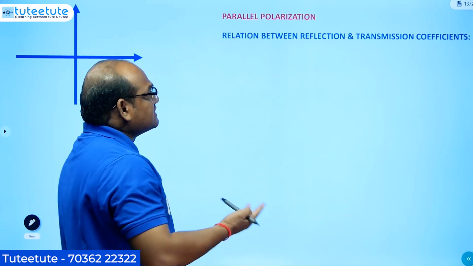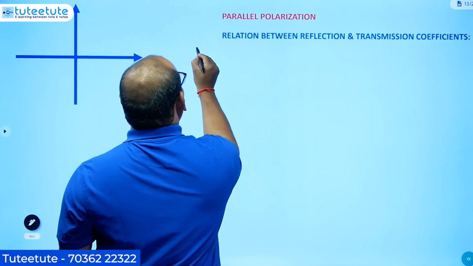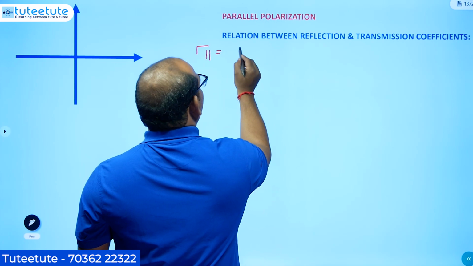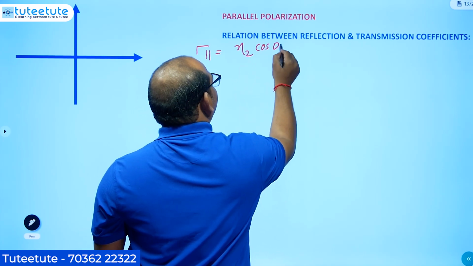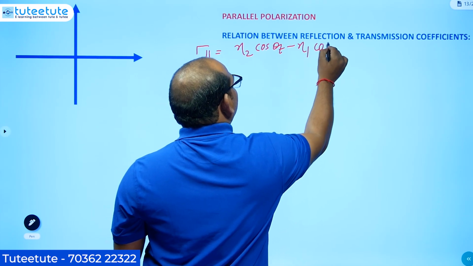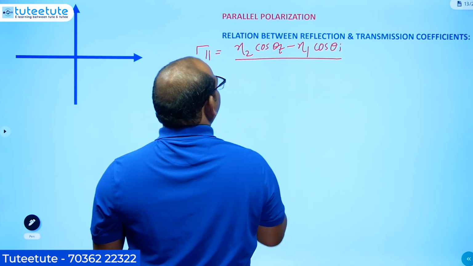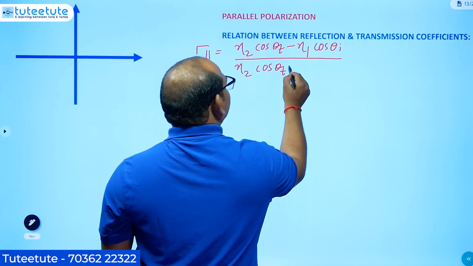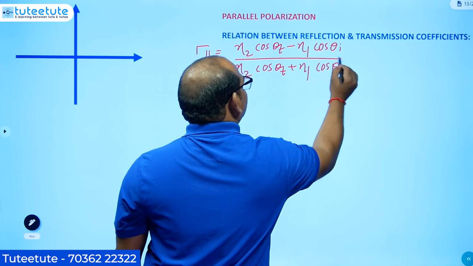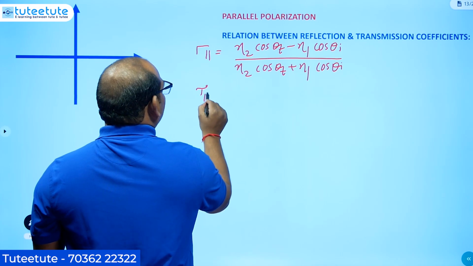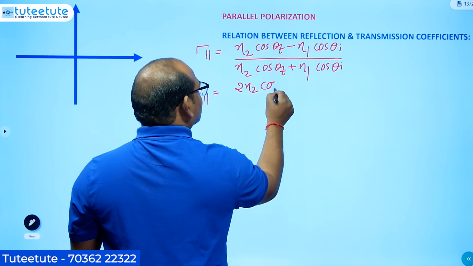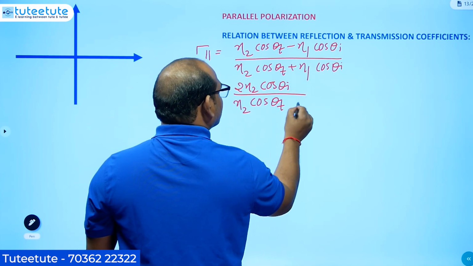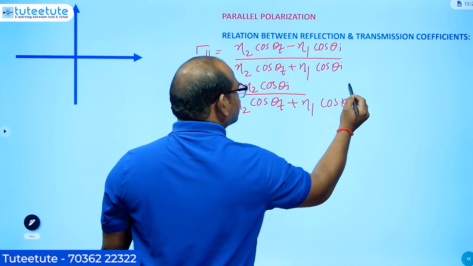Now these relations I will write here. Whatever we got, that is gamma parallel is equal to eta 2 cos theta T minus eta 1 cos theta I by eta 2 cos theta T plus eta 1 cos theta I. Next, tau parallel is equal to 2 eta 2 cos theta I by denominator is same thing, eta 2 cos theta T plus eta 1 cos theta I. This is what we got.